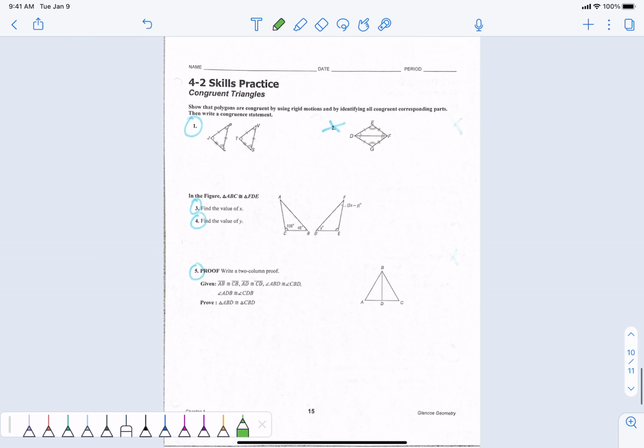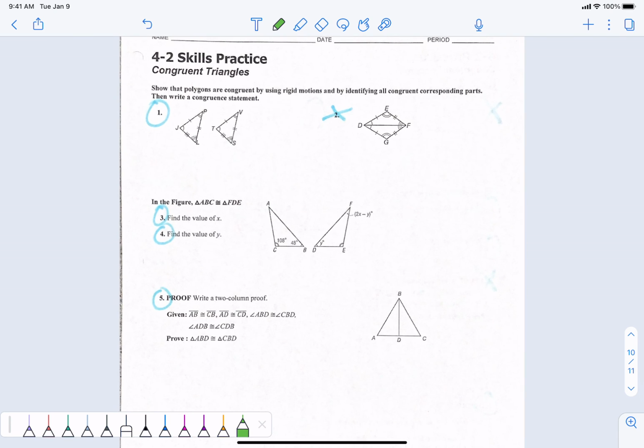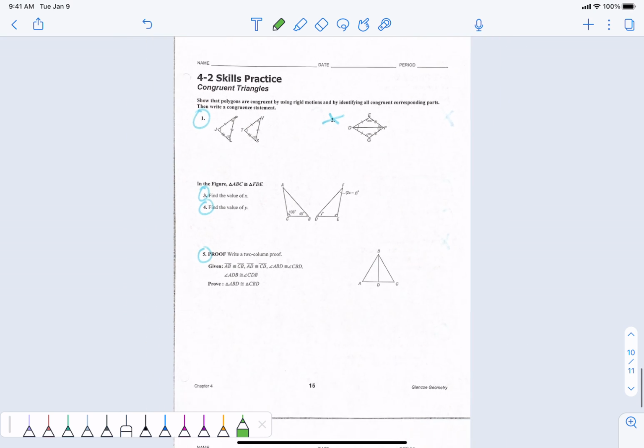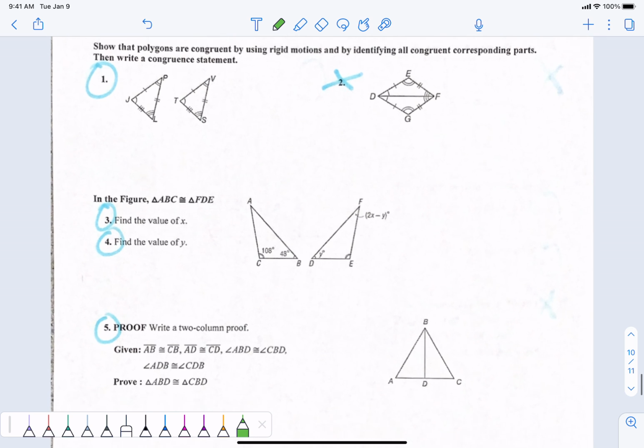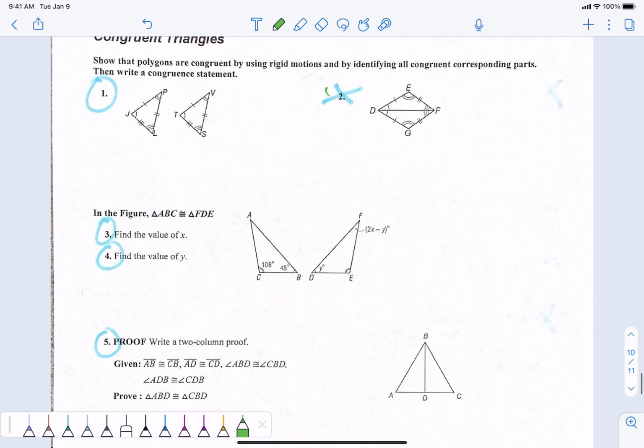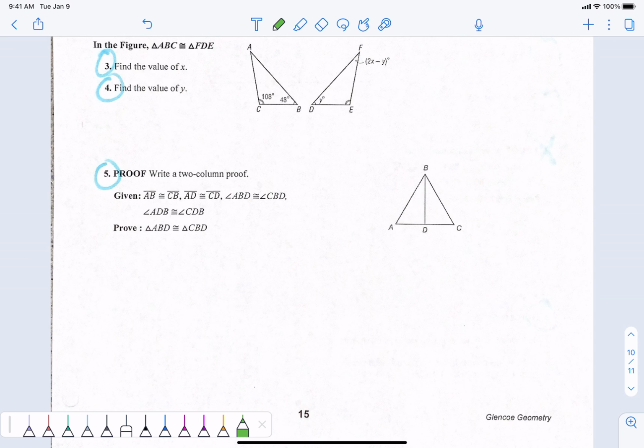Okay, so I'm going to explain this to Libby. You guys have this paper, so you can write these down. On 4-2 skills practice, you can skip number 2 because this is listing all the stuff out, so you can cross off number 2. Then number 5 is a proof, but it's very similar to the one that we did in the notes. Same procedure, everything. It's pretty easy.